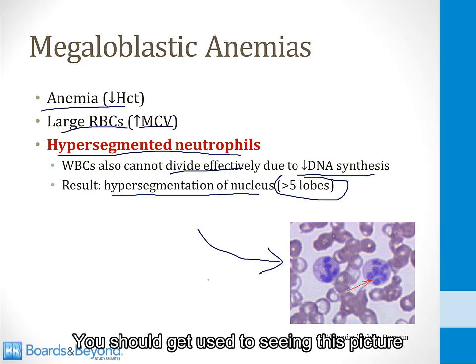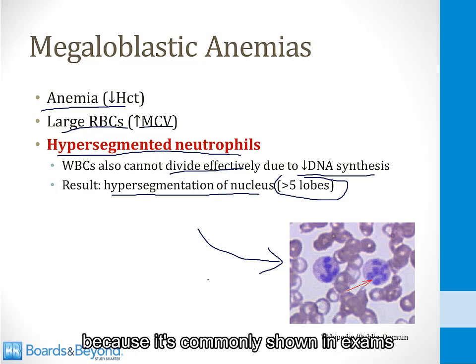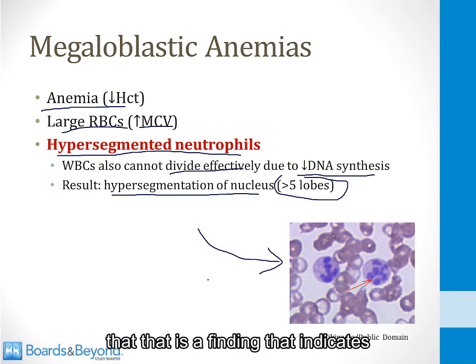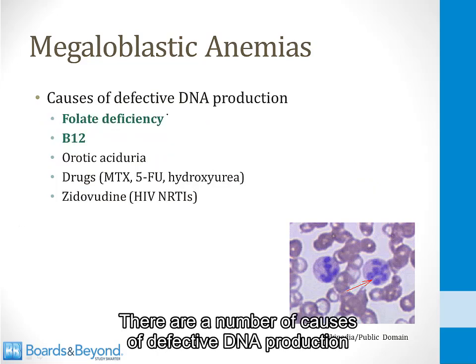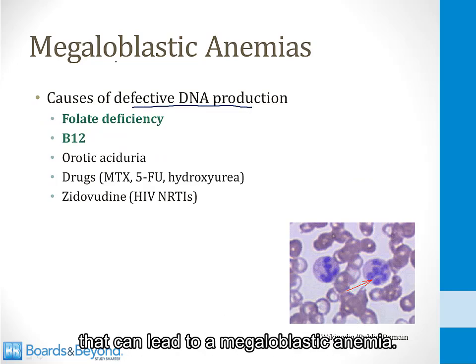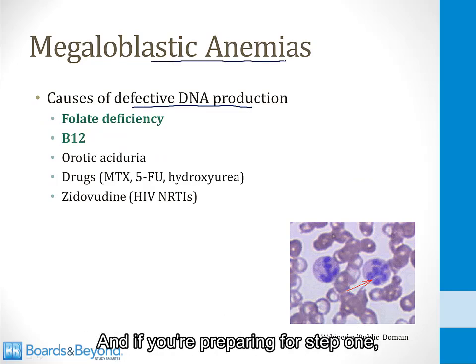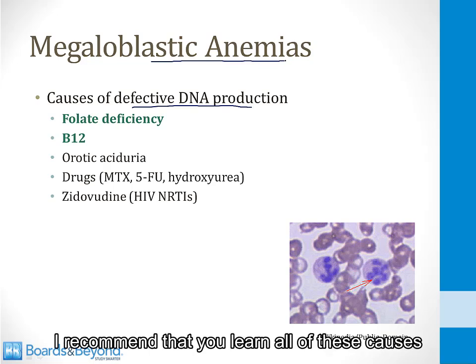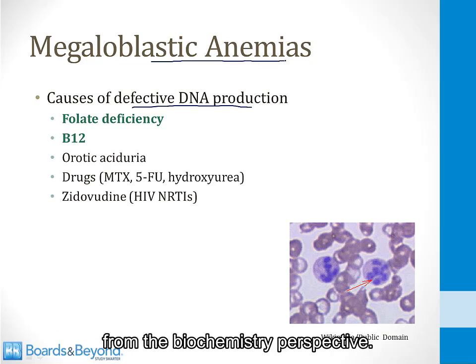You should get used to seeing this picture and be able to recognize it because it's commonly shown in exams to test whether students can recognize that that is a finding that indicates a megaloblastic anemia. There are a number of causes of defective DNA production that can lead to a megaloblastic anemia. And if you're preparing for step 1, I recommend that you learn all of these causes from the biochemistry perspective.